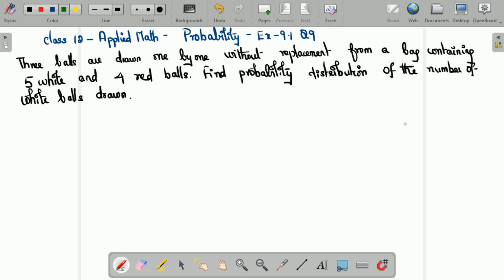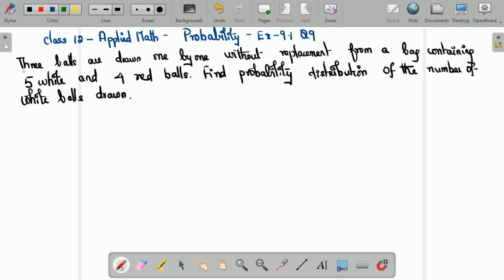In this video, let's find the solution for the ninth question in exercise 9.1. Three balls are drawn one by one without replacement from a bag containing 5 white and 4 red balls. Find the probability distribution of the number of white balls drawn.